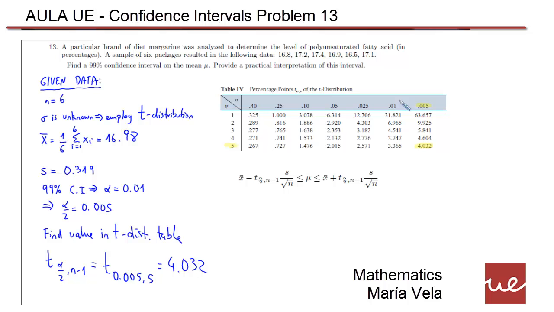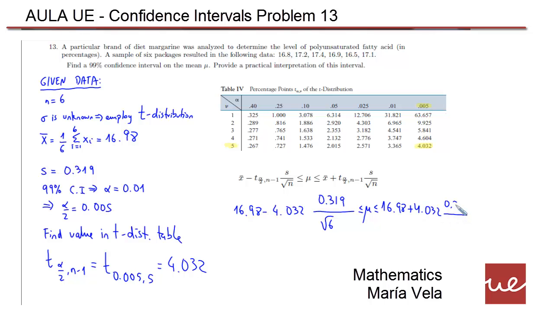It's going to be 16.98 minus 4.032 times the standard deviation, which is 0.319, over the square root of 6. And in the right-hand side part, we are going to have exactly the same, but with a positive sign: plus 4.032 times 0.319 over the square root of 6.